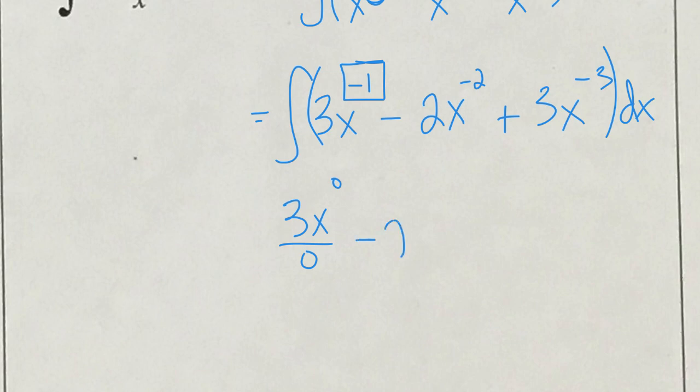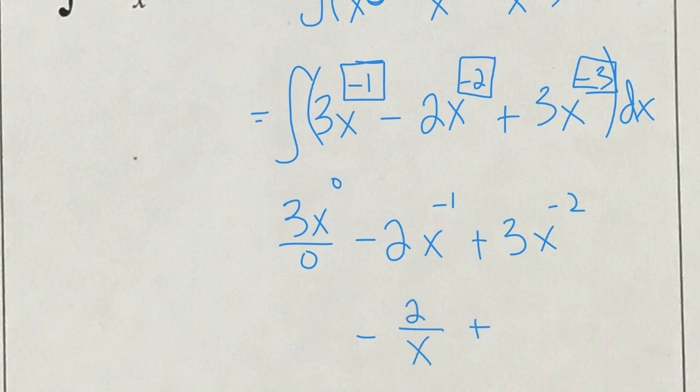Okay, minus 2, we add 1 to the exponent. Negative 2 plus 1 is negative 1. Plus 3, we add 1 to the exponent, and we get negative 2. Okay, so this is 2 over x when we simplify it, and this is 3 over x squared when we simplify it. But what's happening with this thing?